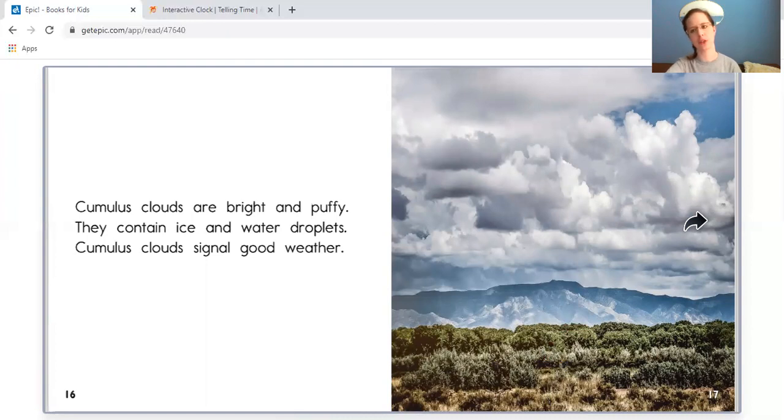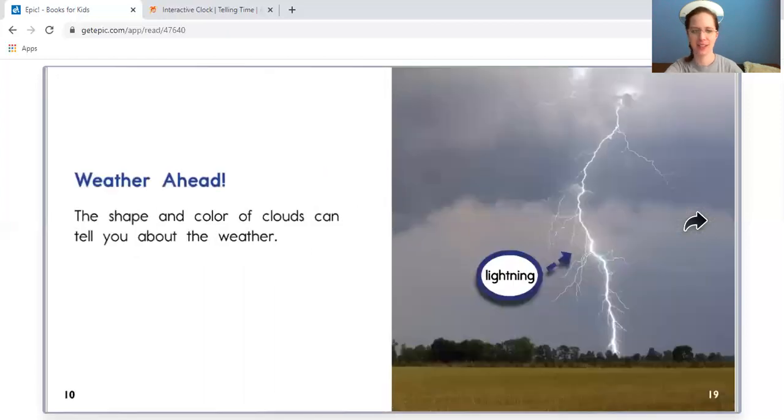Cumulus clouds, these ones are my favorite. Cumulus clouds are bright and puffy. They contain ice and water droplets. Cumulus clouds signal good weather. So cumulus clouds are kind of in the middle, but they're big and puffy, right? Like big cotton balls. So we're going to put out our hands, big puffy, and we're going to go cumulus clouds. You ready? Here we go. Cumulus clouds. Good job. We're going to go through all those three main types again at the end here.